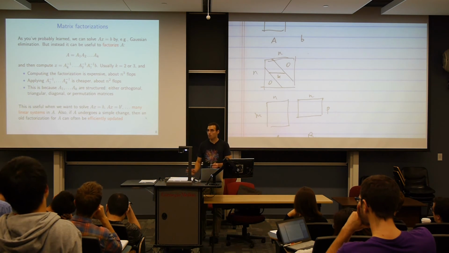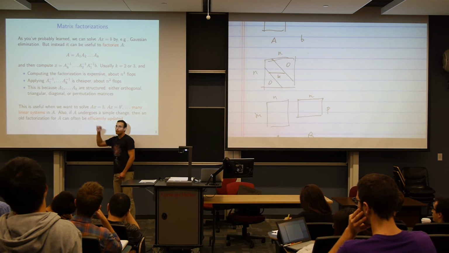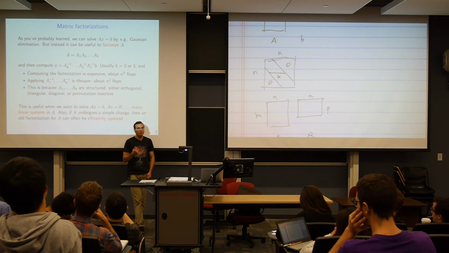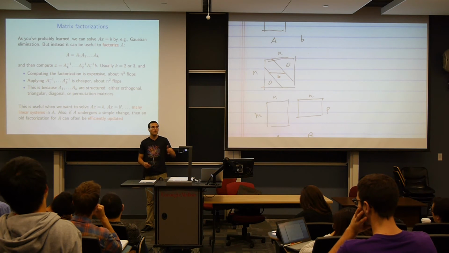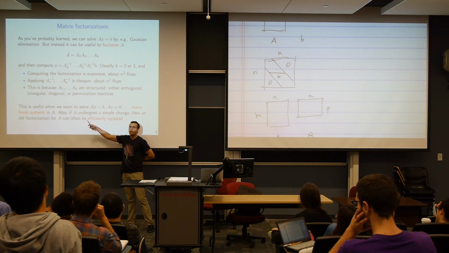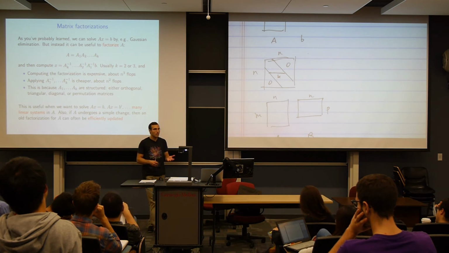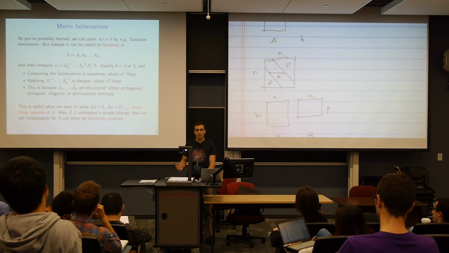That's the high-level motivation for matrix factorizations. I also want to mention that if you have a factorization of A, and I make something like a rank 1 update to A, then it's often very efficient to get a new factorization from the old factorization. For simple changes applied to A, we often have ways of updating the factorization to get a new one given the old one.